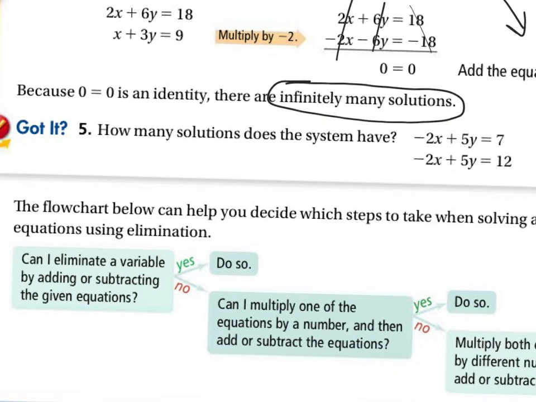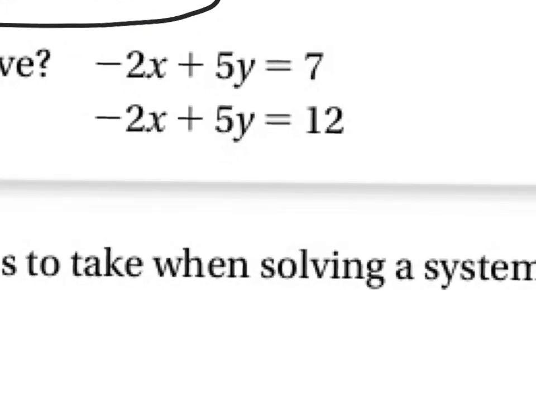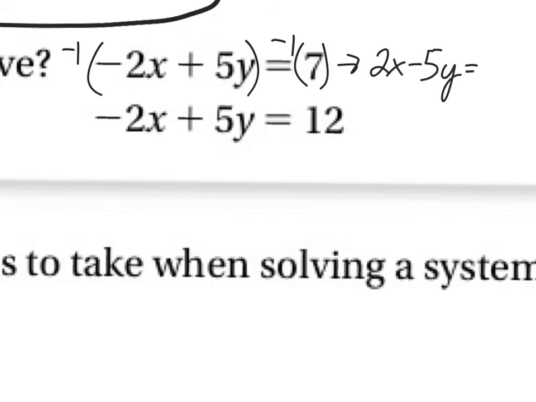So let's look at number 5. Same question, how many solutions does this have? So this one, everything's identical on that left side, so it's not going to cancel right now. But if we multiply one of them by a -1, then we'll get some opposites that'll cancel. So that'll be 2x minus 5y equals -7. The other one we'll just keep as it is.